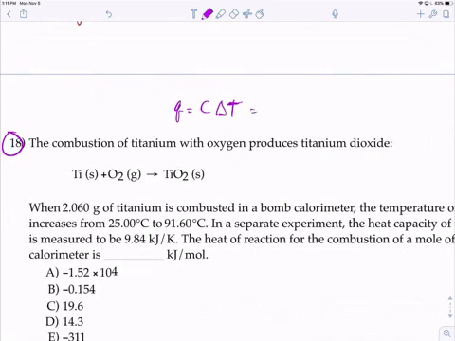Heat capacity is 9.84 kilojoules per Kelvin or degree Celsius. I'll just put degree Celsius. Kelvin and degree Celsius are the same units. Delta T is 91.6 minus 25, final minus initial. Okay, 91.6 minus 25, that times 9.84.